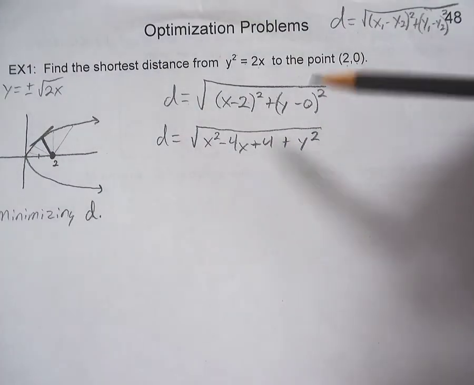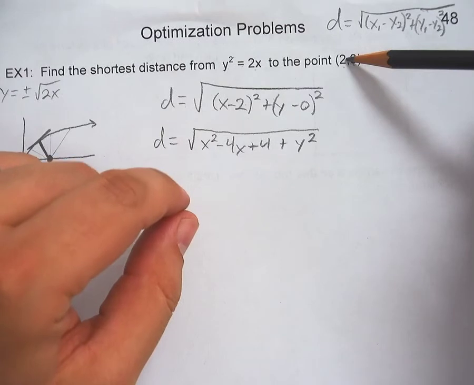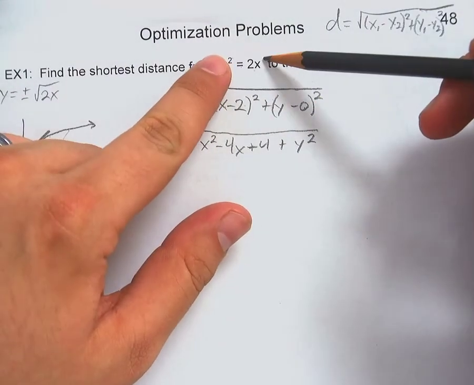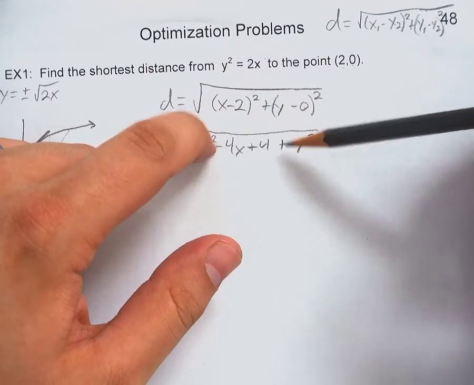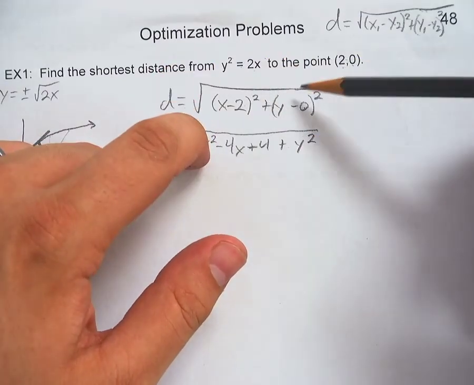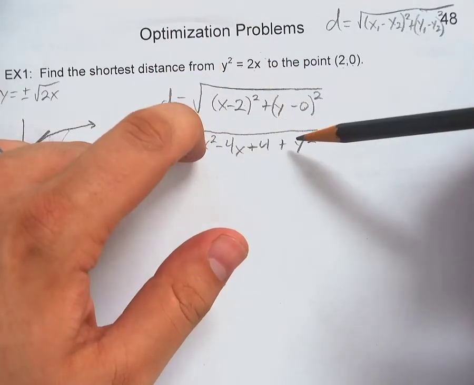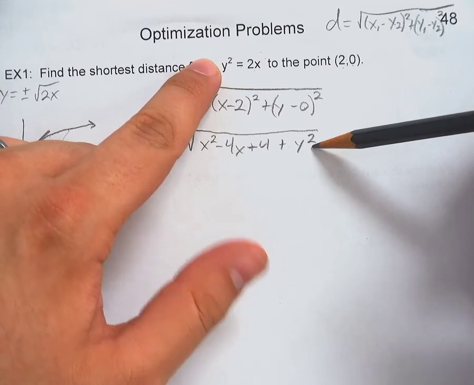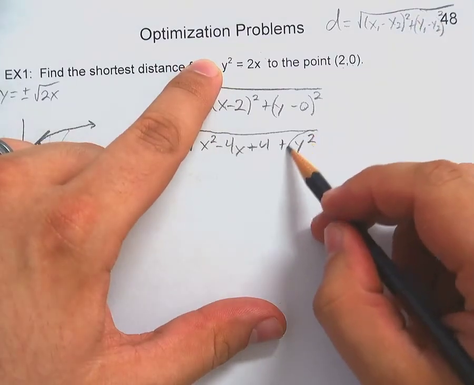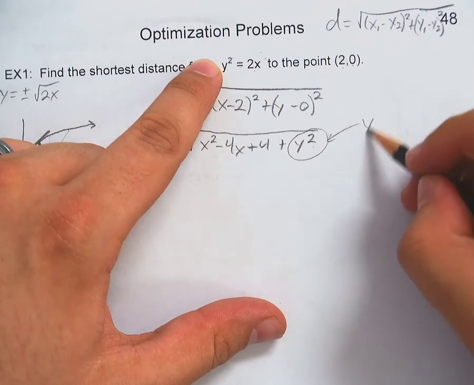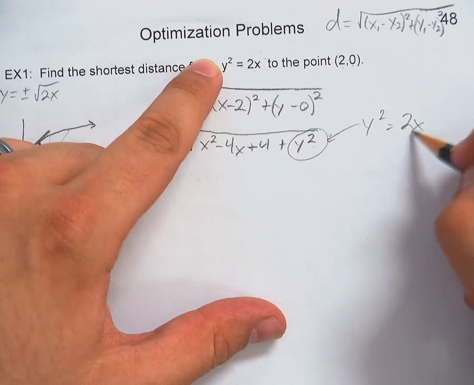Now I've got to come up with a way. I've plugged in this point. Now I've got to come up with a way to plug in this information into here. I need a way to plug this into here. I've got the point in. Now I need this in. Well, here's how I can do that. Plug in y squared. See this guy right here? Y squared is 2x.